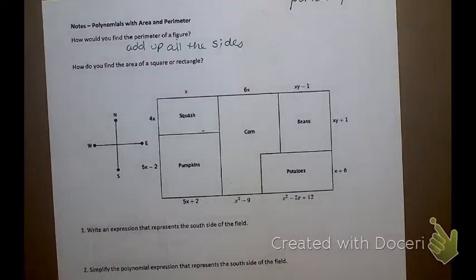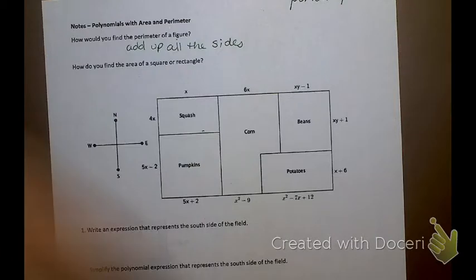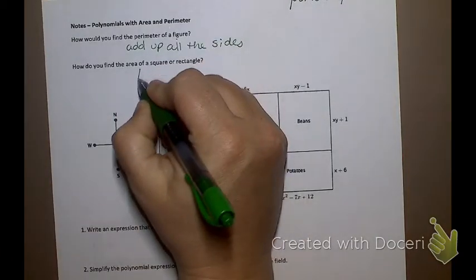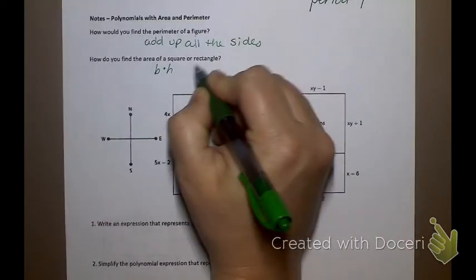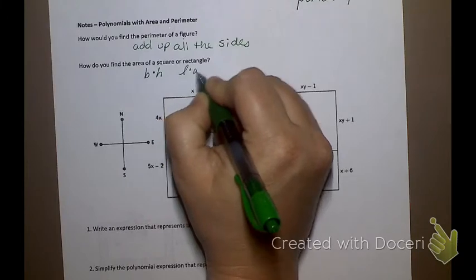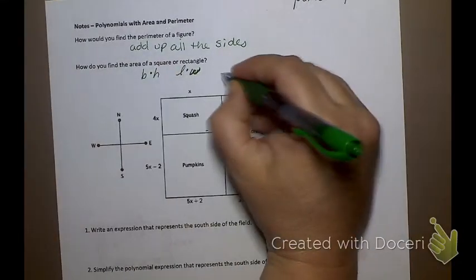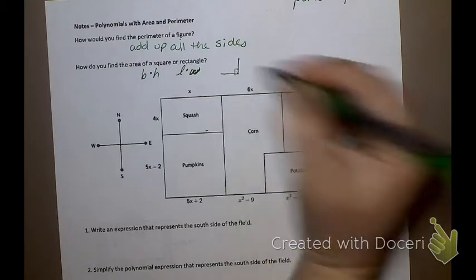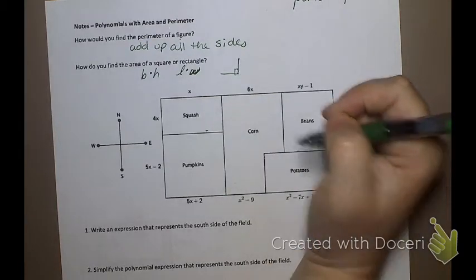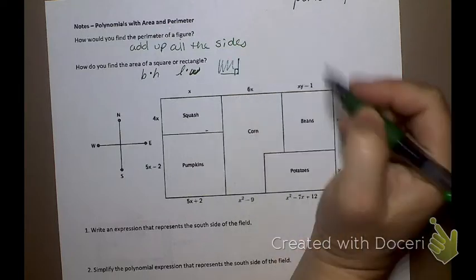Now we're going to stick basically with rectangles and squares. How do you find the area of a rectangle or a square? Base times height. Some people think of it as length times width. That's really the same thing, right? Just depends on whether you call it a length or a base. But it's one side multiplied by another side that's perpendicular to it. That's how you find the area of what's inside.